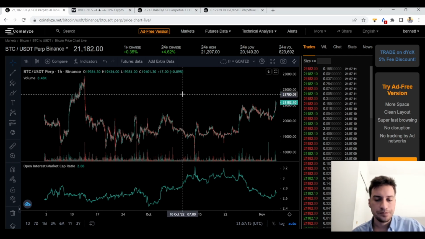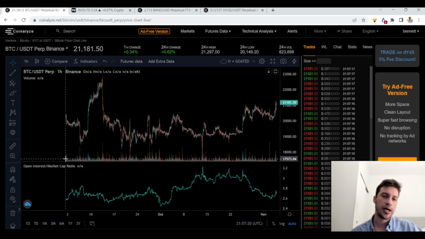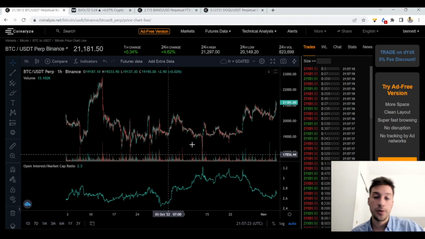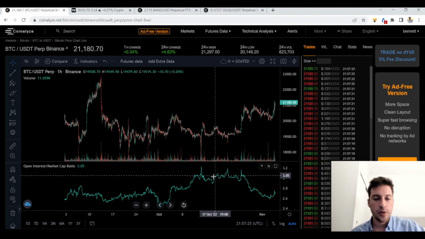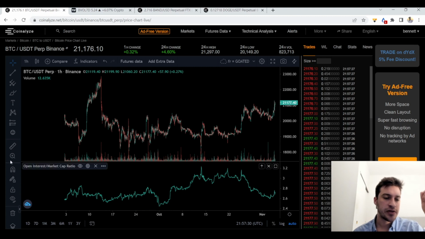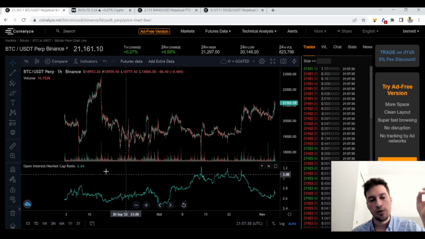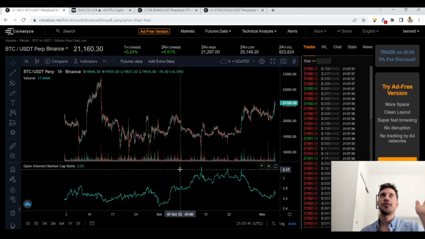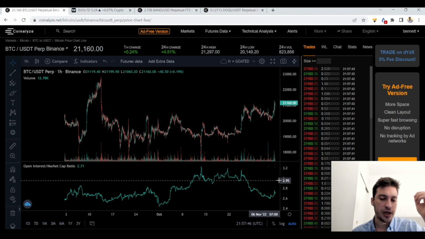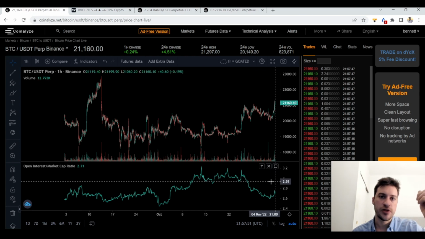But I'm going to show you guys some ways to predict volatility. Open interest is great, but what I've found is that the open interest to market cap ratio has been very helpful for predicting when big moves are going to happen. What this basically says, when this is at 3, is that open interest is worth 3% of the market cap. Imagine the market cap of Bitcoin is, I'll throw out a number, $1 billion. If this is at 3, that means open interest is at 30 million, because that would be 3% of 1 billion.